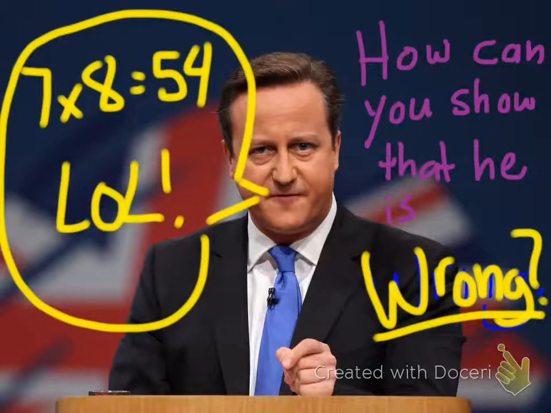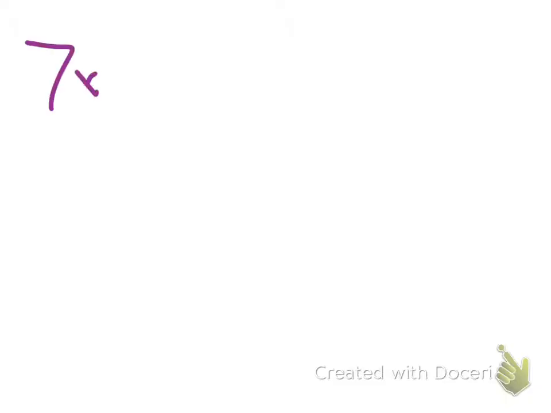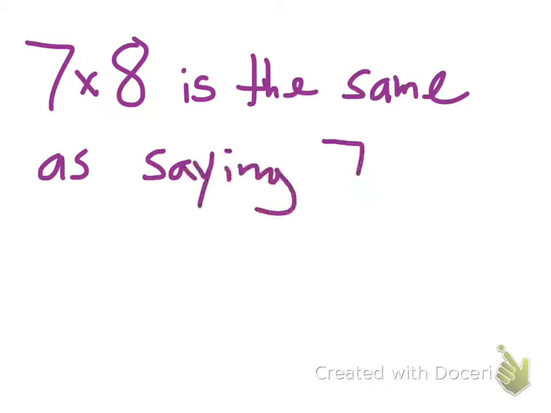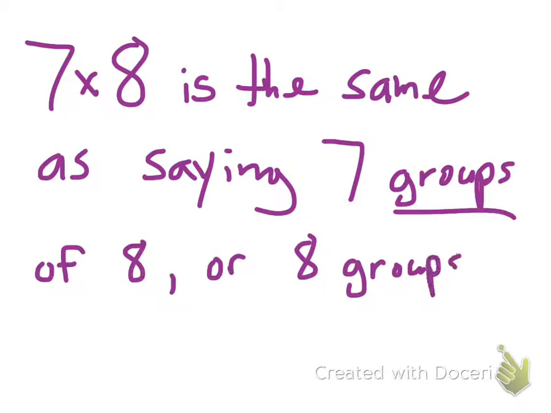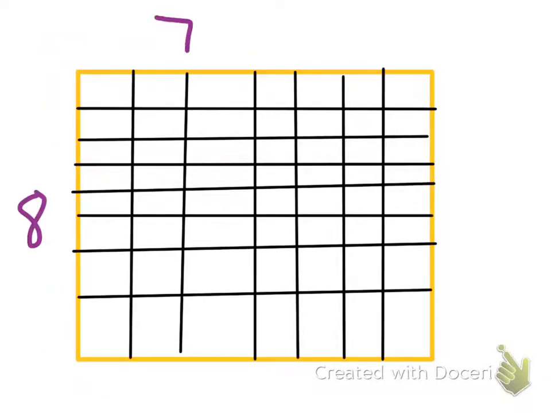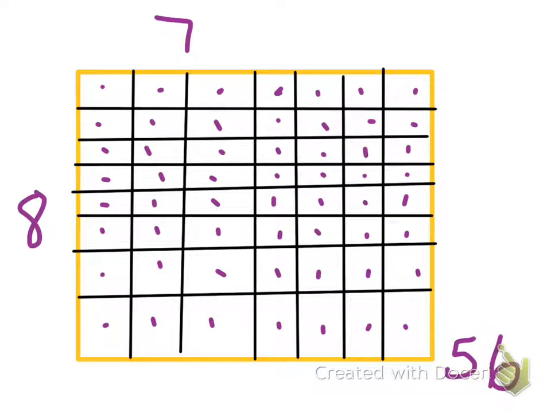Well, we can use number sense to show that he is wrong. 7 times 8 is the same as saying 7 groups of 8 or 8 groups of 7. And there's a couple of ways that we can represent visually what 7 times 8 actually is. We can do it like this. Okay? 7 columns and 8 rows. If we count all the little boxes inside individually, we realize that there are 56 boxes.